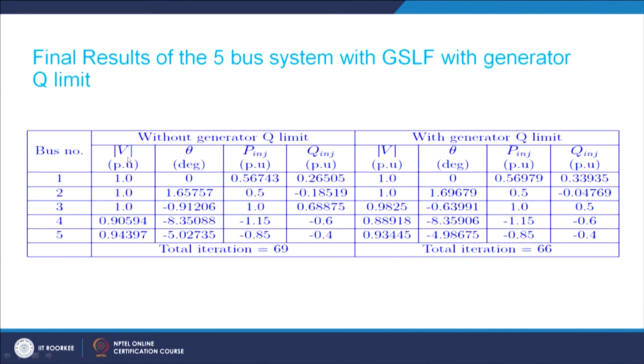Now, here you can see that as compared to the first case, without generator Q limit, the overall voltage profile is lower with generator Q limit. If you look at this voltage magnitude profile, it is actually lower. For bus 2 this is 1.01, but for buses 3, 4 and 5 these are actually lower. So, the overall voltage profile in the second case, when there is a generator Q limit, is lower.